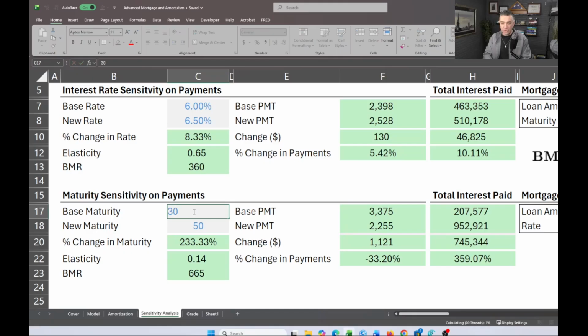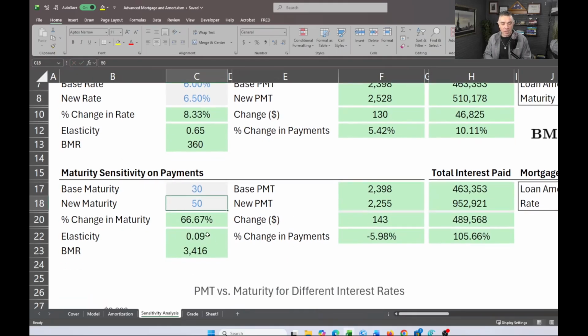So let's go back to the 30. The change in maturity, right? It increased by 66%. Our elasticity is 0.09, very low. And then our BMR, what does that mean? For every $1 reduction in a monthly payment, you're paying $3,416. So in other words, you want that extra dollar reduction per month. That's what it's costing you. For every dollar you're saving per month, I don't mean saving, paying less per month, it's costing you for the life of the loan $3,460.